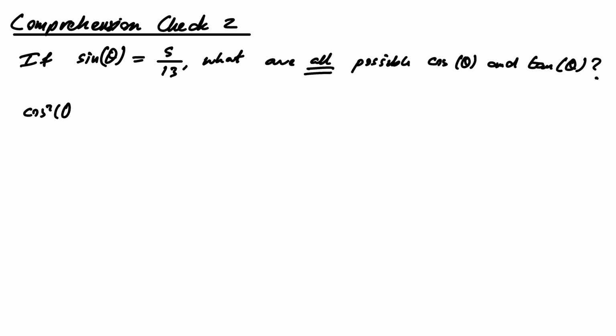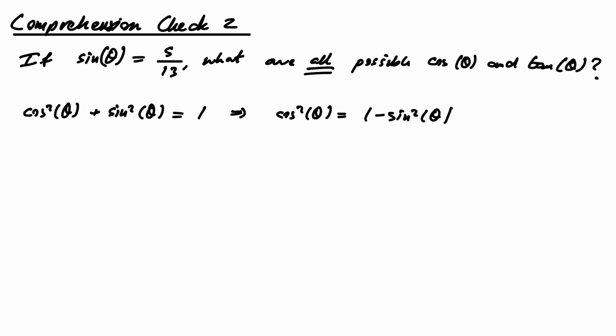So cos squared of theta plus sine squared of theta is equal to 1. So this would imply that cos squared of theta is equal to 1 minus sine squared of theta. That's always true. So that would imply that cos squared of theta is equal to 1 minus (5 over 13) squared. That makes sense? I think so.